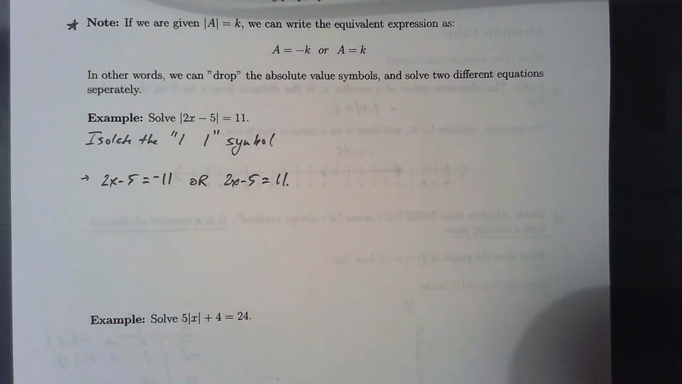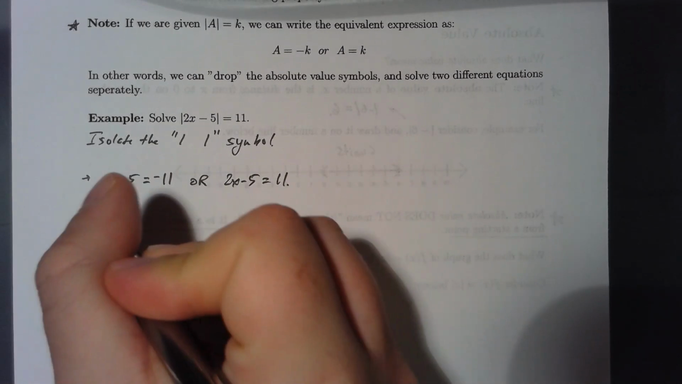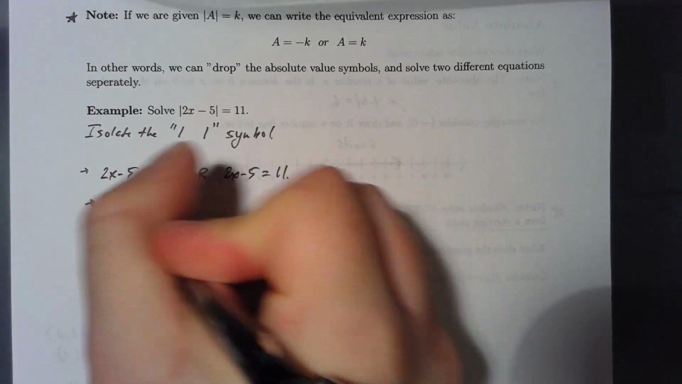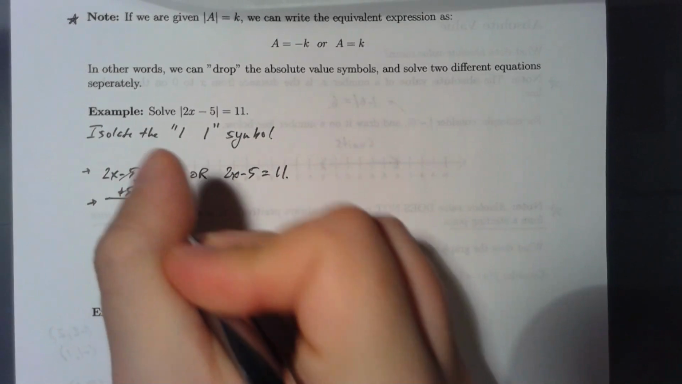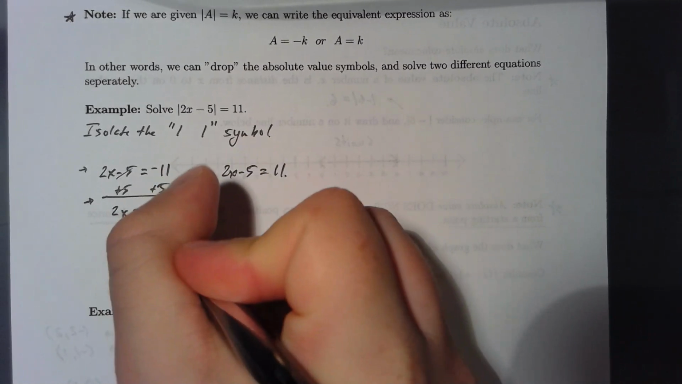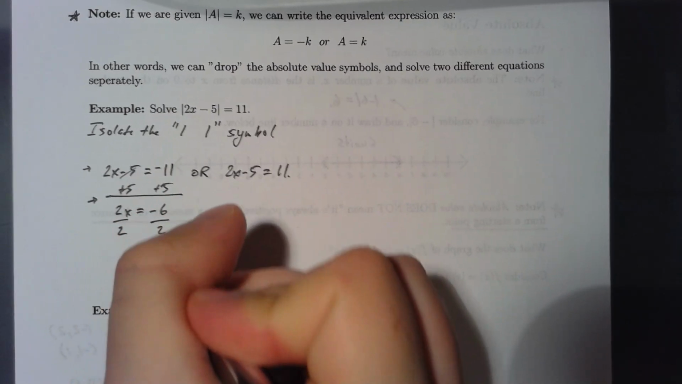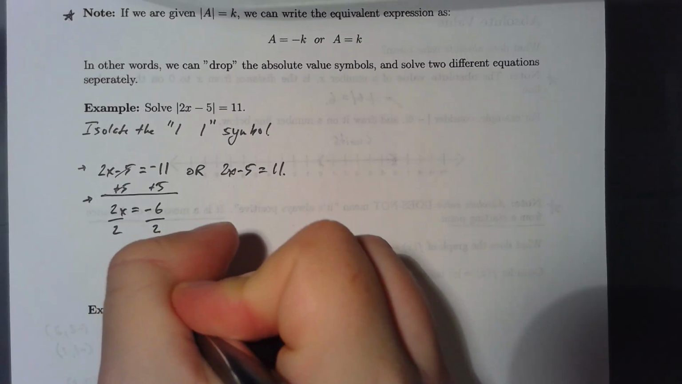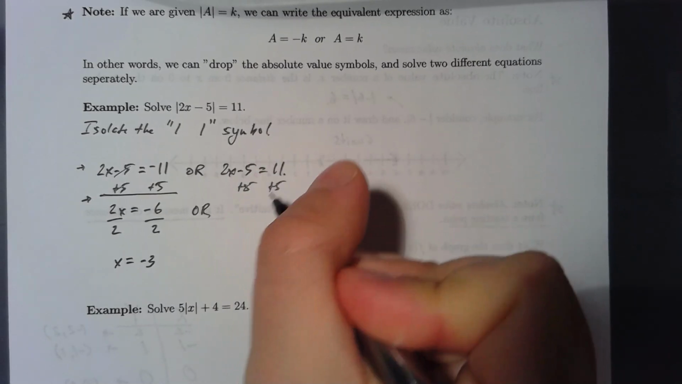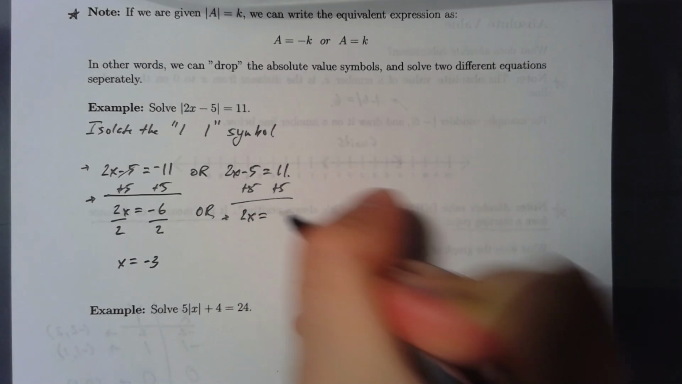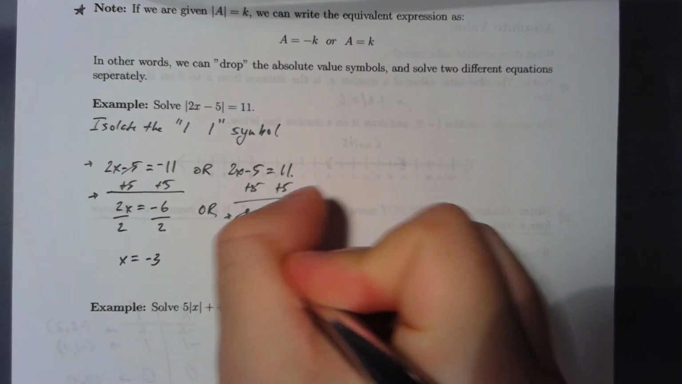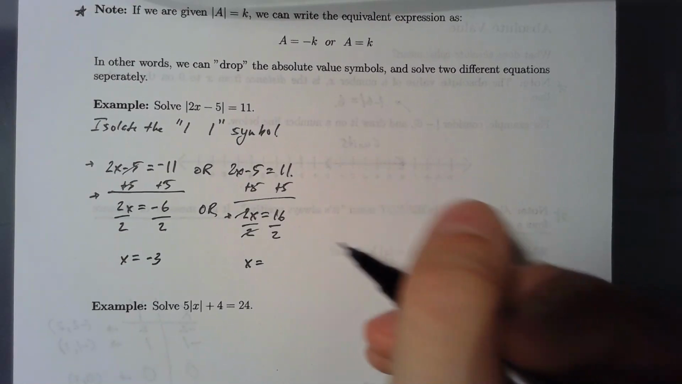So now I just have to solve each equation for x. This is a linear equation, so you're pretty much pros at this by now. Add 5. 2x equals, negative 11 plus 5 is negative 6. Divide by 2. x equals negative 3. Now for the other one, add 5. 2x equals 11 plus 5, which is 16. Divide by 2. x equals 16 over 2, which is 8.